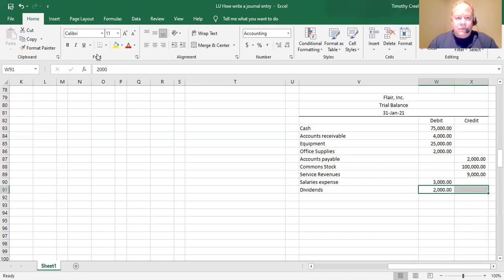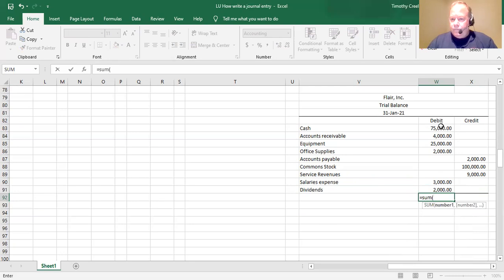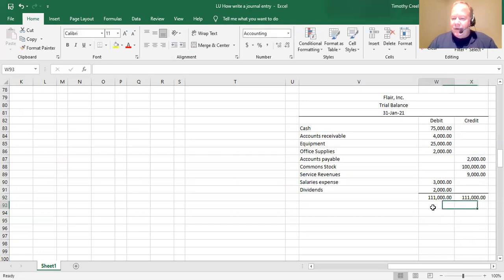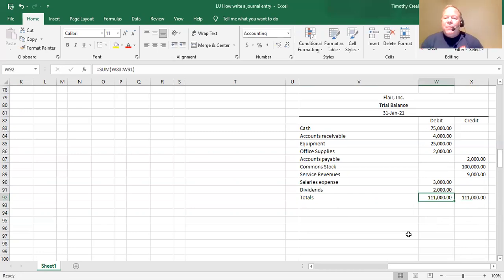And let's go ahead and add this up. So on the debit side, we would have 111. And on the credit side, we would also have 111. So our debits and credits are in balance. And that's really what you want to see. The trial balance basically just says our debits and credits are in balance before we move on to something else.